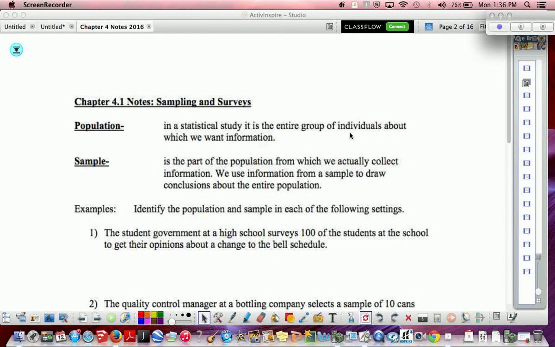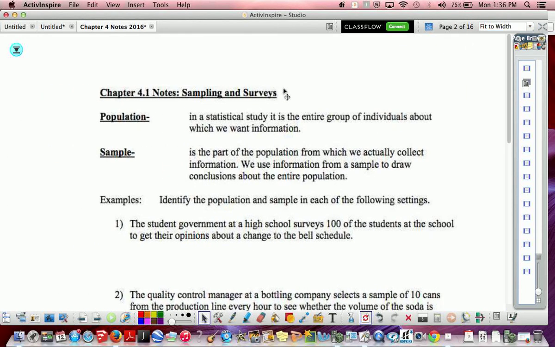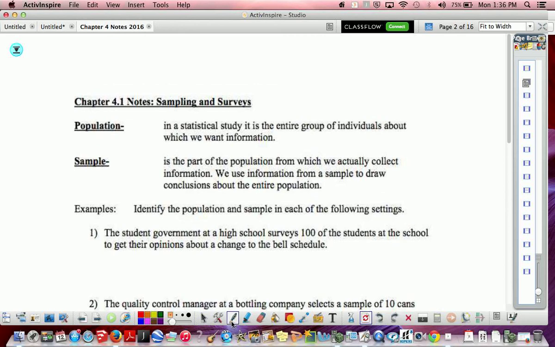So, anyway, today we're going to talk about sampling, and we're going to talk about surveys. I'd have a nickel for every time I did that. So let me get it back to the pen mode. So, first of all, we start off with 2 definitions. We start off with population, and we start off with the definition of a sample.